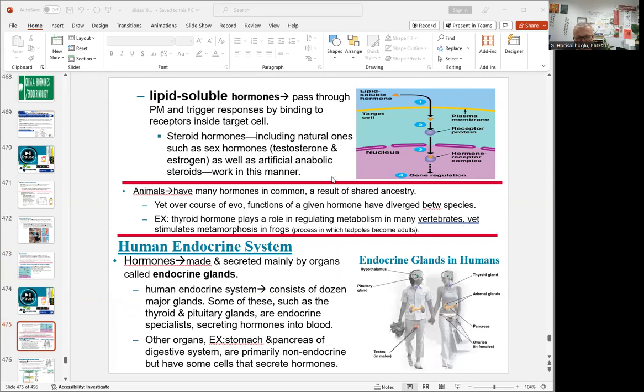In humans, we have the human endocrine system. That's why this chapter is also called endocrinology. The glands that make and secrete these hormones are mainly called endocrine glands. You can see here the pictures of endocrine glands in humans, with seven major locations where they secrete hormones.